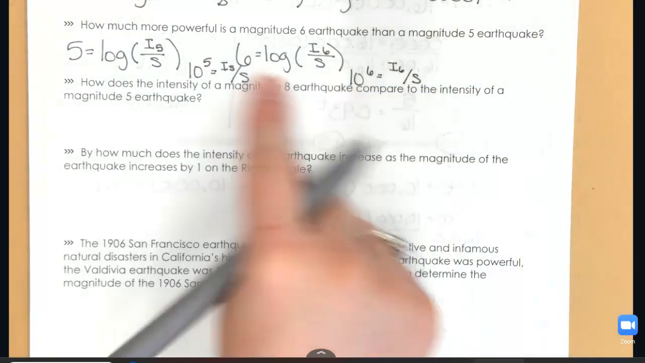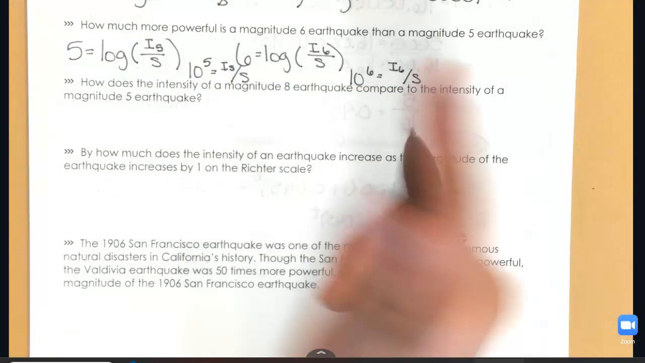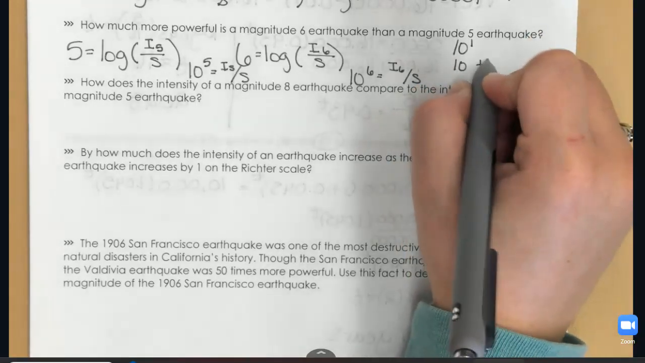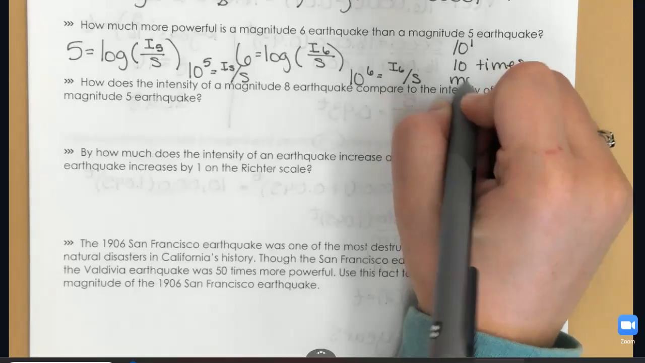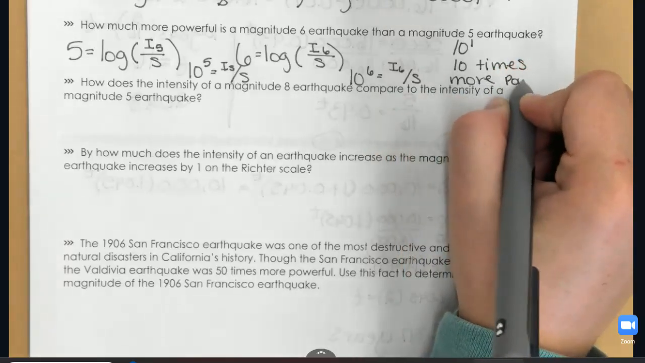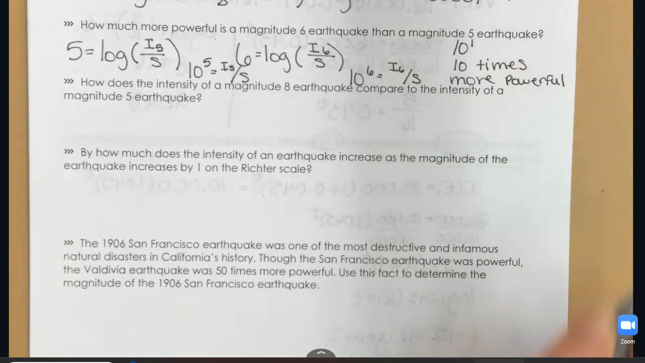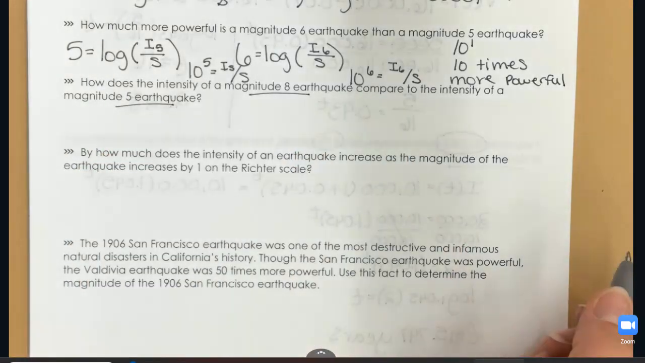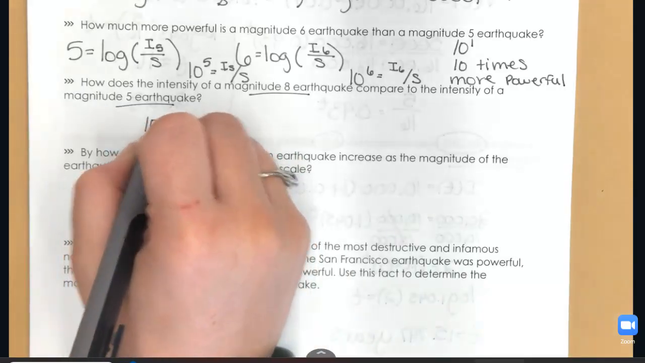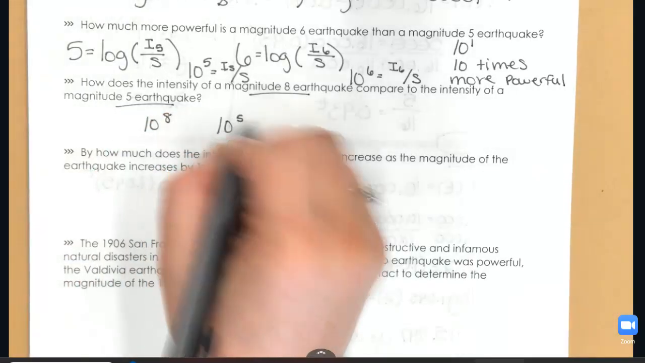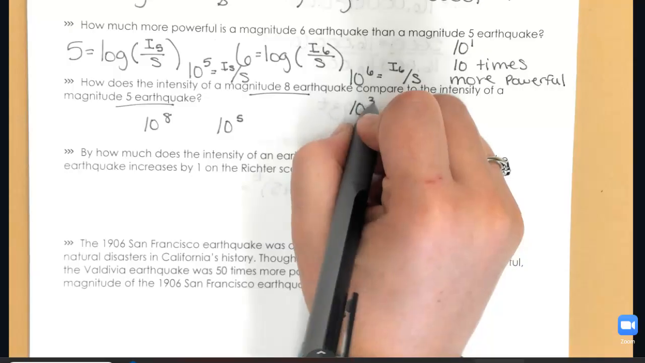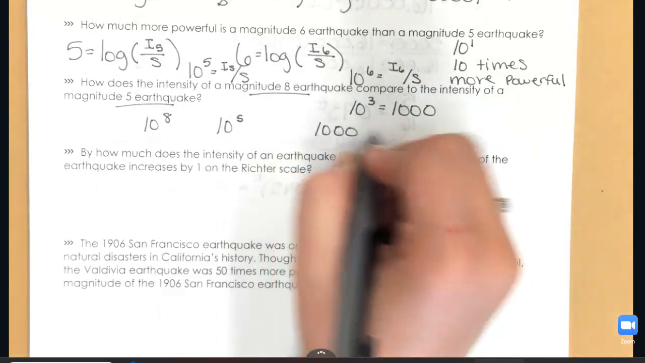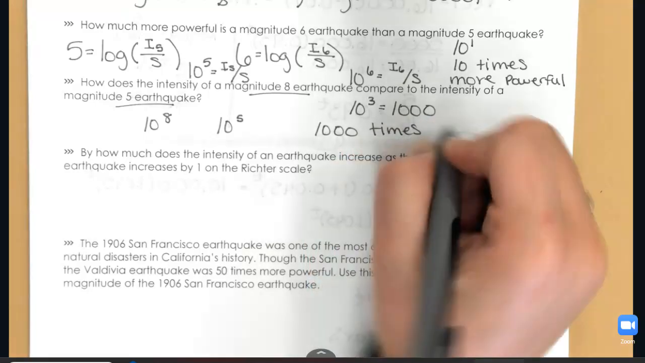So what is the difference here? Well, 10 on an order of 1, or 10 to the 1st power. So it is 10 times more powerful. If I then go on to consider a magnitude 8 earthquake versus a magnitude 5 earthquake, that means I'm comparing 10 to the 8th and 10 to the 5th, which has a difference of 10 to the 3rd, which is equal to 1,000. So that's a difference of 1,000 times more powerful.